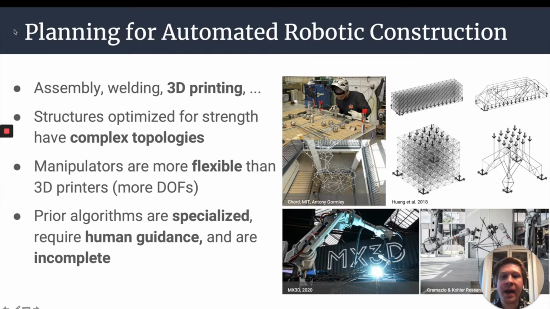However, planning both the high-level order in which to extrude each element as well as the low-level robot motions to do so can be quite challenging. Most existing algorithms for these problems are very specialized, require strong human guidance, and often have no theoretical guarantees.